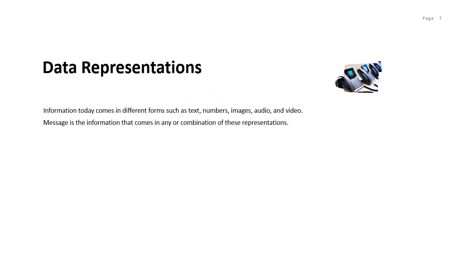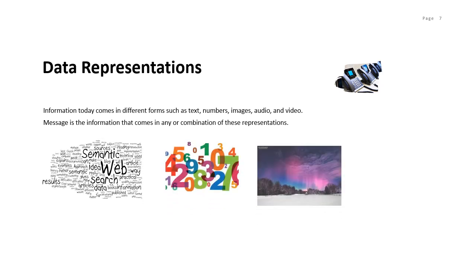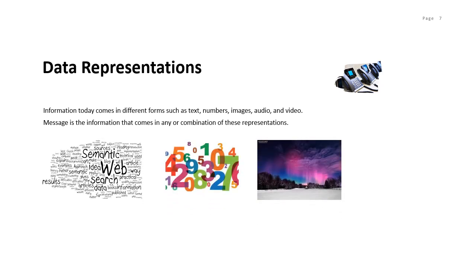Message is the information that comes in any or combination of text, numbers, images, audio, and video. Text, numbers, and images are represented as a bit pattern. There are different mechanisms for each of these representations, but basically they are code to represent symbols, and this type of process is called coding.